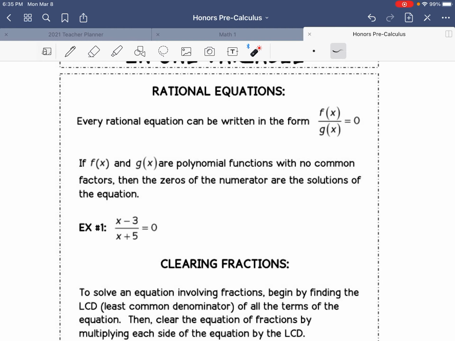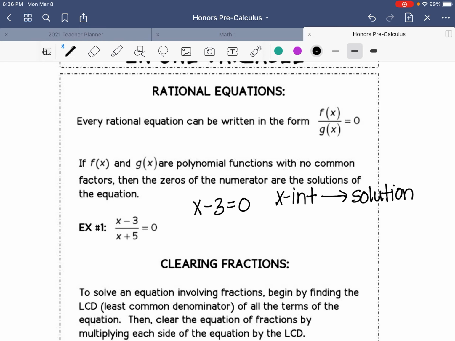So when we did rational functions before, we learned that whatever was in the denominator was a discontinuous piece of the function. What we're going to learn about today is that whatever is in the numerator, or whatever is left in the numerator, is actually your solutions. So I know that in my denominator, x can't equal -5 because it can't equal 0. But I also know that x minus 3, okay, that is an x-intercept, and x-intercepts are solutions. So if that's going to be a solution, then I know that x equals 3.